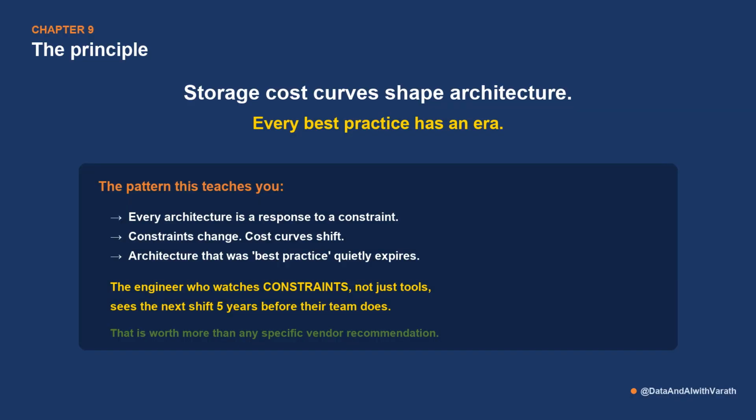The principle that outlives the vendors: storage cost curves shape architecture. Every best practice has an era. Every architecture is a response to a constraint, and constraints change. When cost curves shift, the architecture that was best practice quietly expires. The engineer who watches constraints, not just tools, sees the next shift 5 years before their team does. That skill is worth more than any specific vendor recommendation.